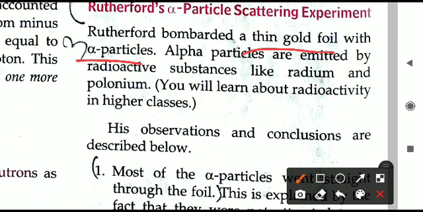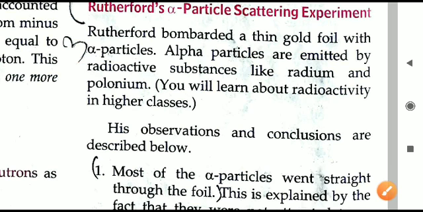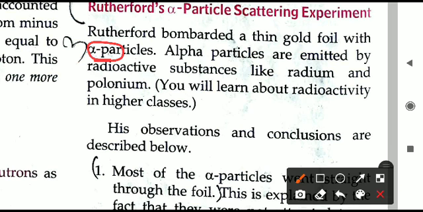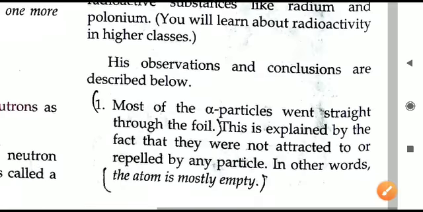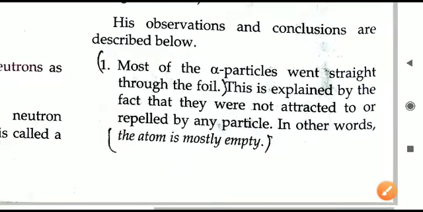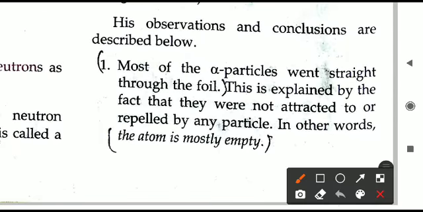So helium ions or alpha particles were bombarded on thin gold foils. This time Rutherford took radioactive particles. Generally, radioactive substances are certain substances which emit radiations, like radium and polonium. These radiations coming out of such substances include alpha particles also. So when this experiment was performed, what was the observation?